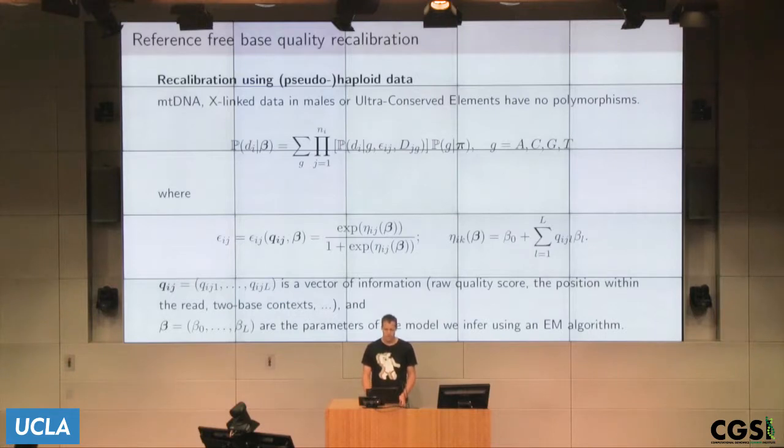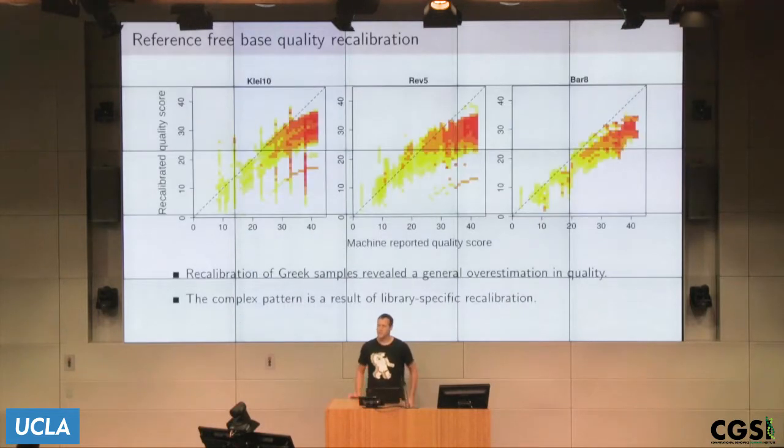Okay? So we did that for our samples, and that's basically the pattern that we obtain. What I show you here is a density plot of the machine-reported quality score and the transformation of the one that we inferred. We've now done this on a lot of samples, and I can tell you it almost always looks like this. Not always, but almost always. The message is that Illumina is overestimating its own quality by quite some margin.